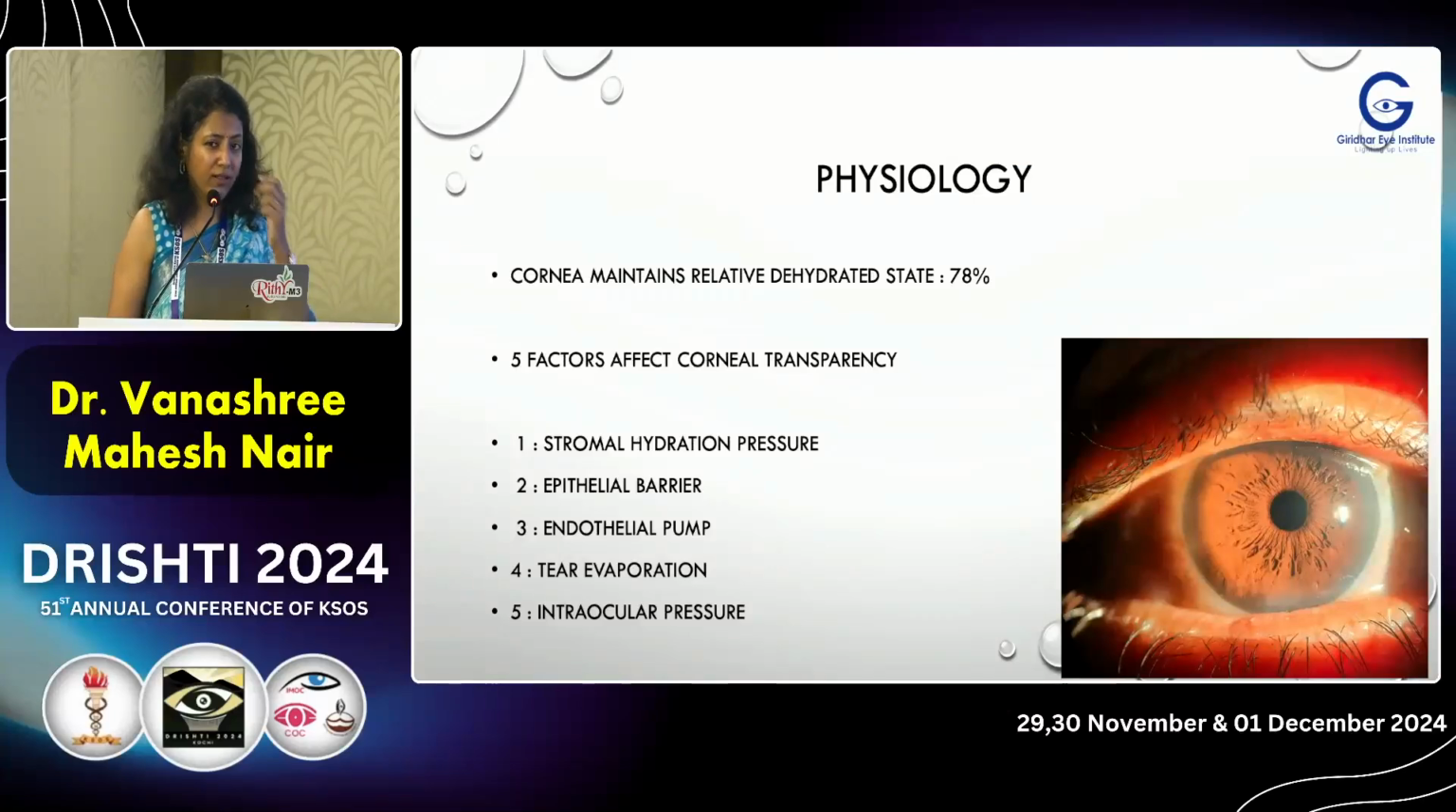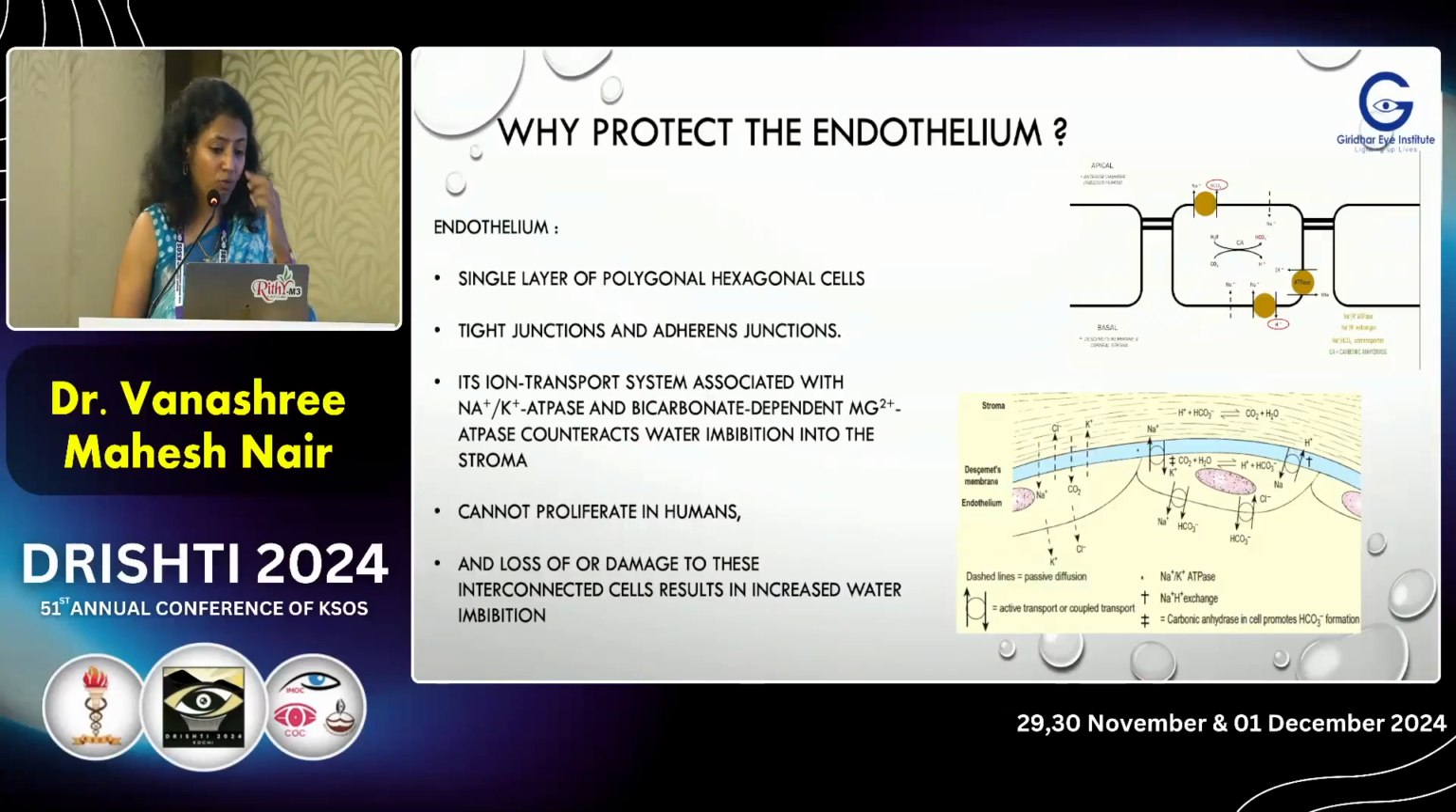So coming quickly to recapitulating the physiology, how it is maintaining its clear state. Basically there are 5 factors which affect the corneal transparency: the stromal hydration pressure, the epithelial barrier, endothelial pump, tear evaporation, and also the intraocular pressure. So why do we need to protect the endothelium? We know that there are a lot of tight junctions and adherence junctions, and there are sodium potassium ATPase and bicarbonate dependent ATPase, which counteract the water imbibition into the stroma.